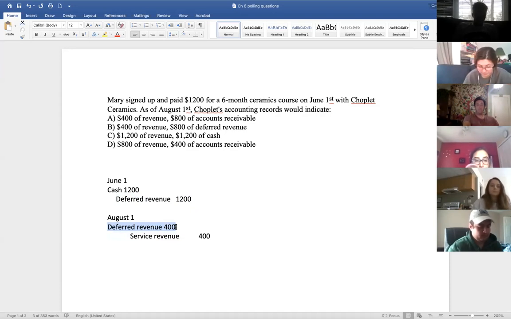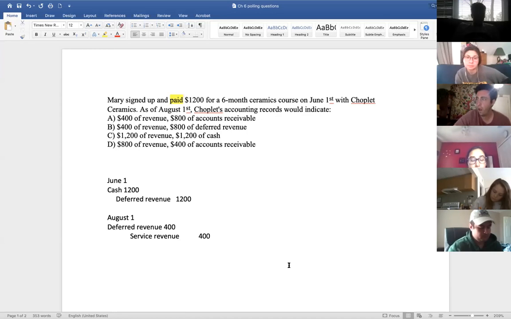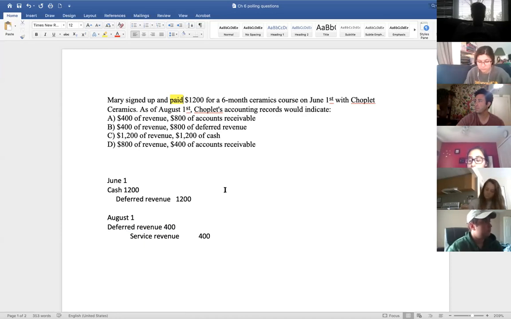One of the things, when you're taking multiple choice questions, when I read this multiple choice question, the first thing that I noticed was that she had already paid it. I would highlight that when I was taking this multiple choice question. Since she already paid it, I know that there is no accounts receivable, so you've eliminated A and D, just by understanding that one word that I highlighted, that it was paid.